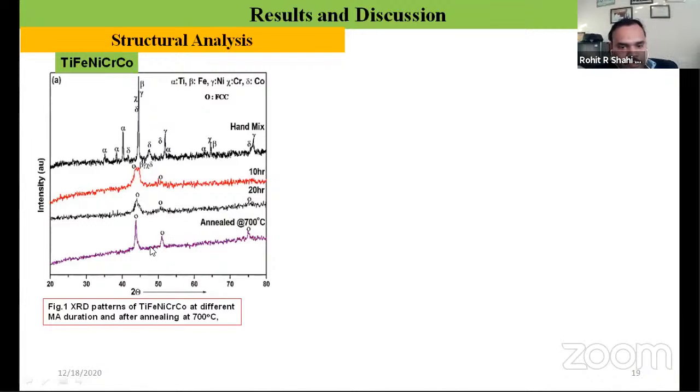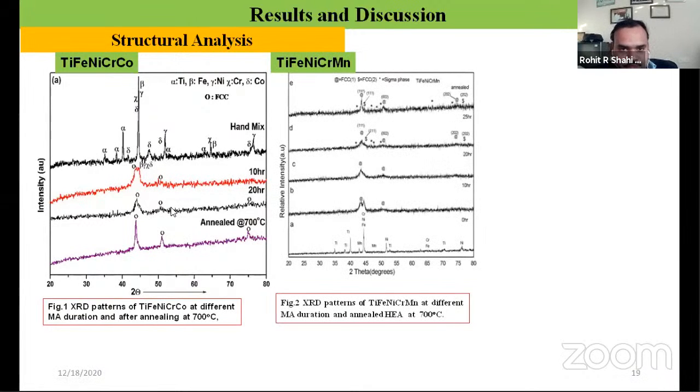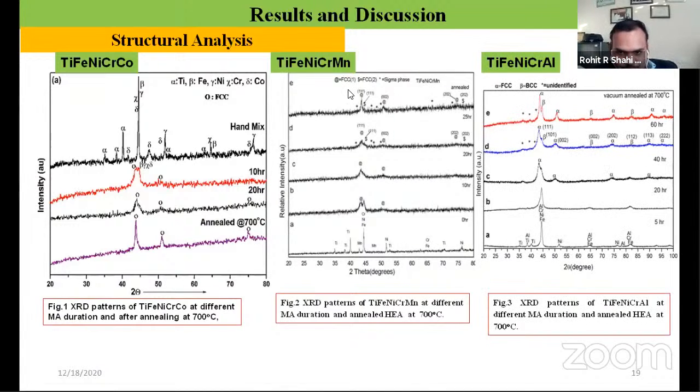As well as after annealing, you can see that the crystallinity of the synthesized phases is increased for the case of TiFeNiCrCo. This one is the XRD data for TiFeNiCrMn. In the first case, only a single BCC phase occurs. In the second case, there are two FCC phases and one intermetallic sigma phase, a minor amount of that sigma phase.